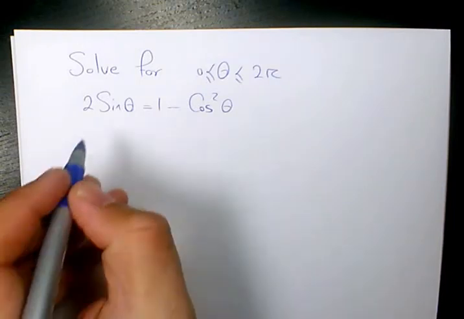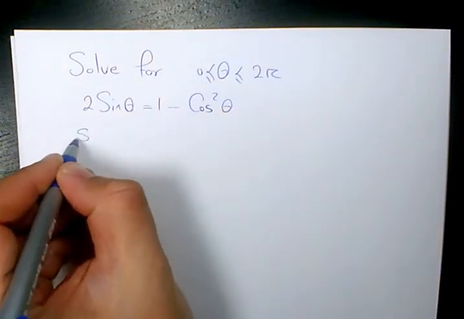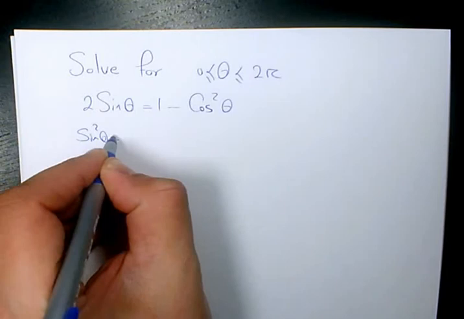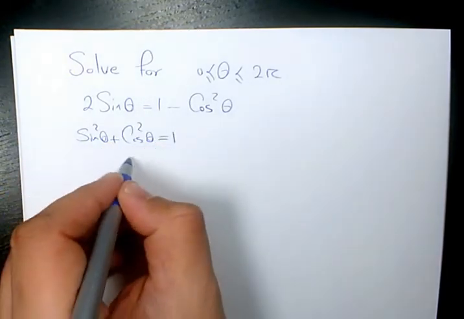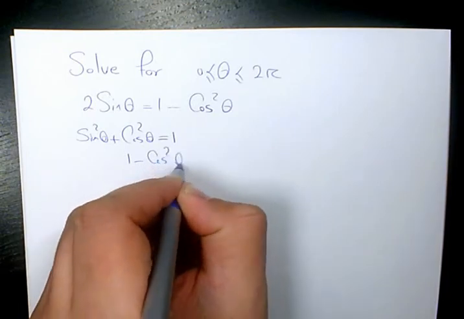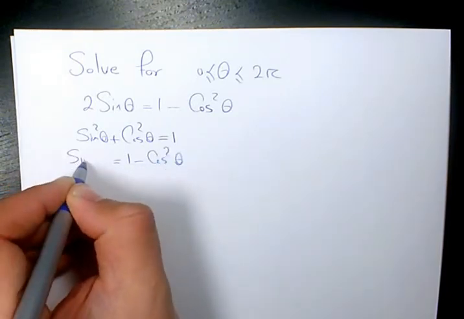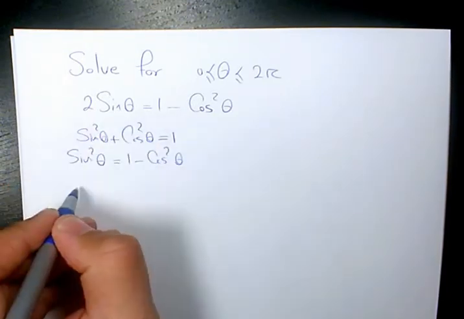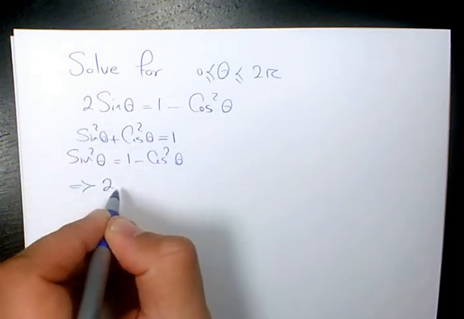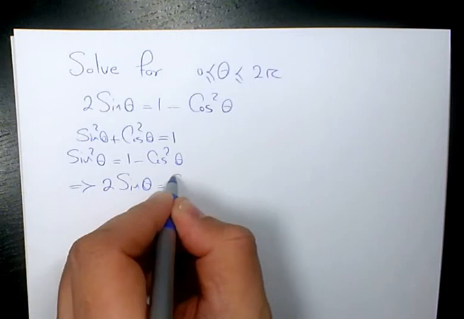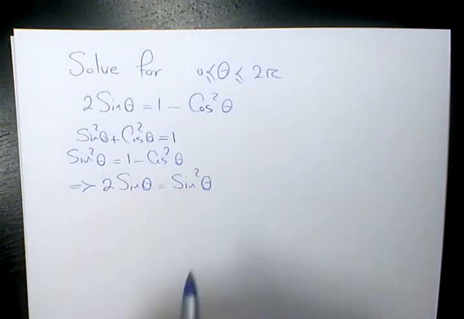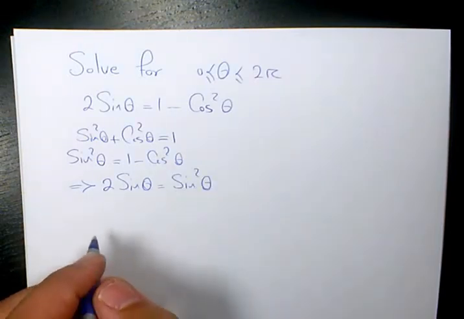I'm going to use trigonometric identities first. We know sine squared theta plus cosine squared theta equals 1. So 1 minus cosine squared theta will be equal to sine squared theta. Then we can say that's going to be equal to 2 sine theta, and instead of 1 minus cosine squared, I will write sine squared theta.